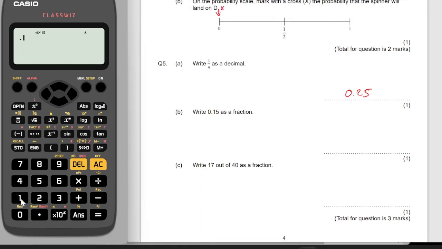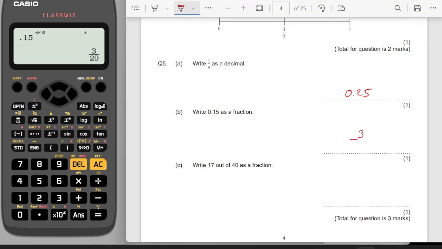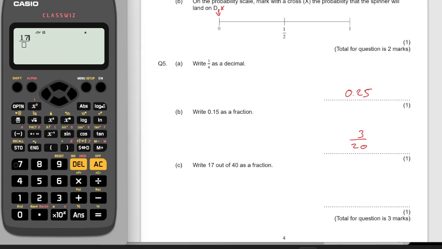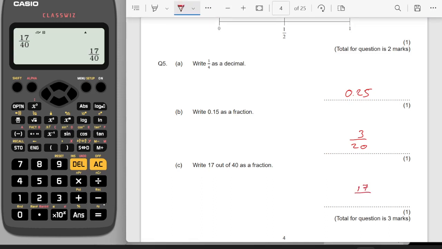Again, we can use our calculator for this. 0.15 equals 3 out of 20, if you can't spot it. And then 17 out of 40 as a fraction. So type it in like that, 17 out of 40. If you press equals, that can't be simplified, so 17 out of 40.